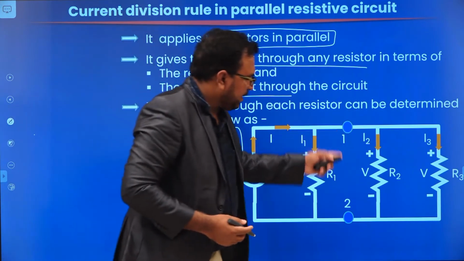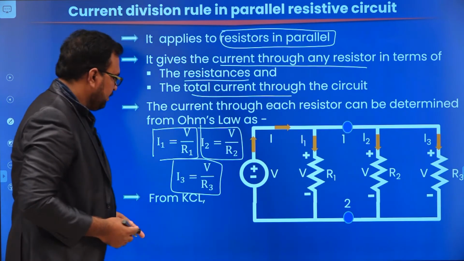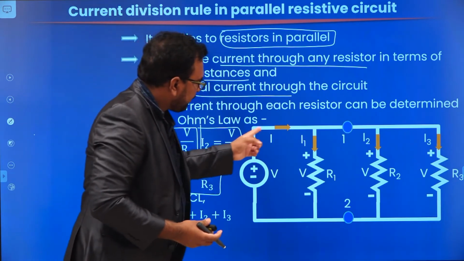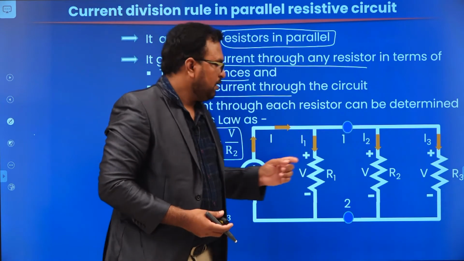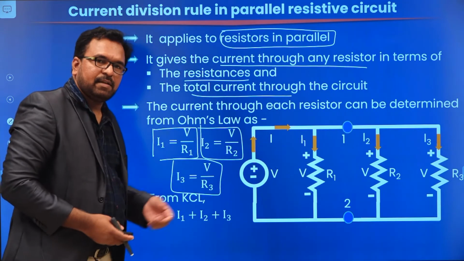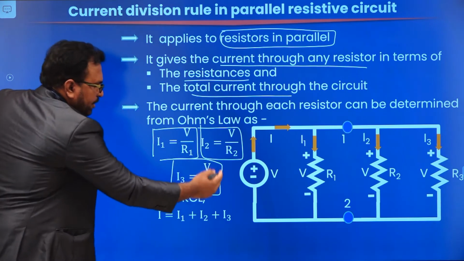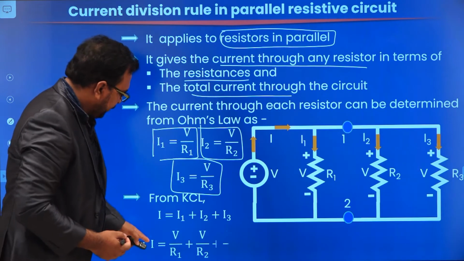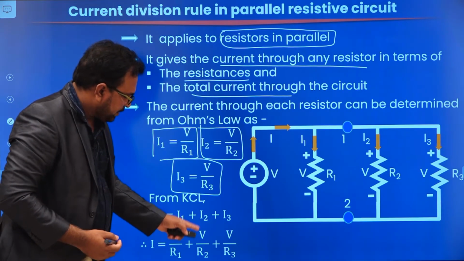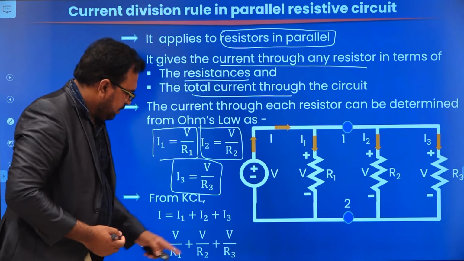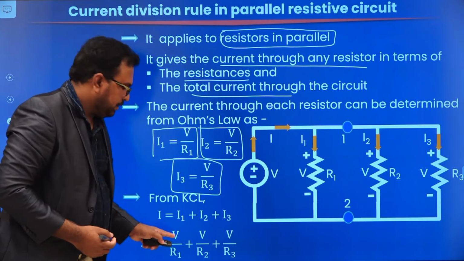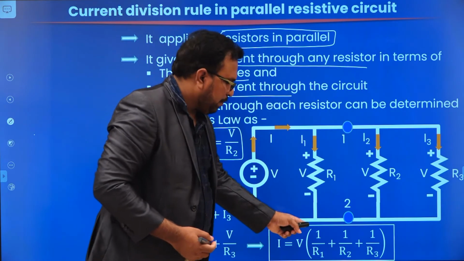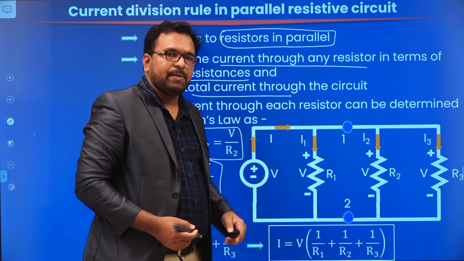Now if you apply KCL at any one of these nodes, we are going to get I is equal to I1 plus I2 plus I3, because the total current coming from the source divides as I1, I2, I3. And we know the values of I1, I2, I3. Just now we have calculated from Ohm's law. Substitute these values here. So I is equal to V by R1 plus V by R2 plus V by R3. The common term in the expression is V. Take V common, then you are going to get I is equal to V into 1 by R1 plus 1 by R2 plus 1 by R3.